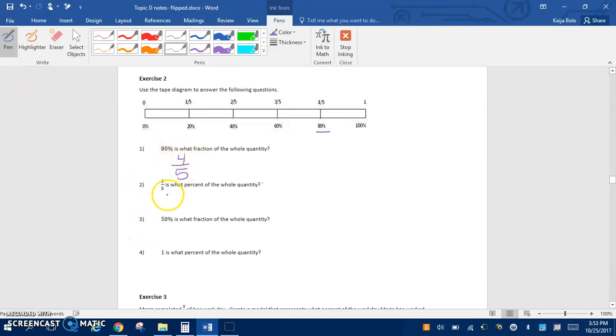Okay, number 2 asks 1/5 is what percent of the whole quantity? So if we look at 1/5 up here, they tell us that that is 20%.